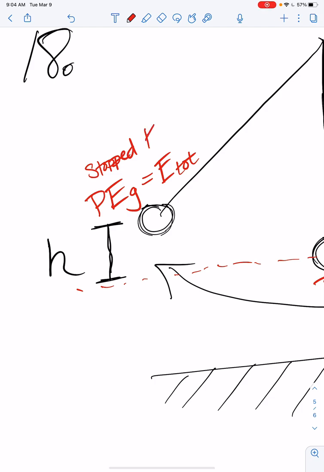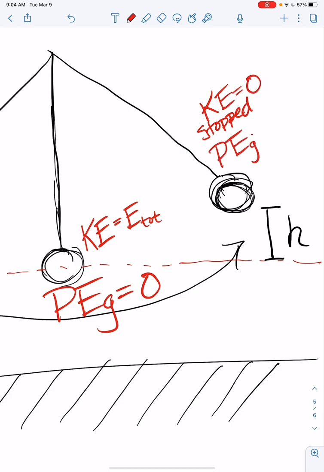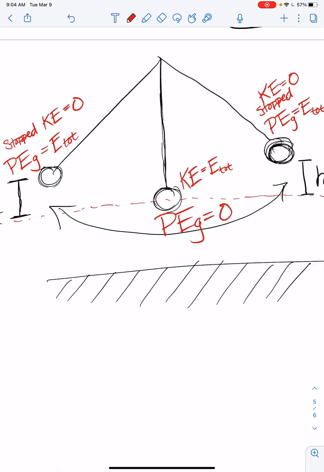And if it's stopped, then we know at that very moment, that split second, that KE is equal to 0. And then the same thing is true over here, that it's stopped as well. And therefore, the KE is 0 and the PE gravitational is equal to E total. So what we have here is an object oscillating back and forth, changing energy from kinetic to potential. And if it's not losing any due to friction or air resistance, which it is, but if we pretend it's not, then this energy is just changing back and forth between PE and KE.